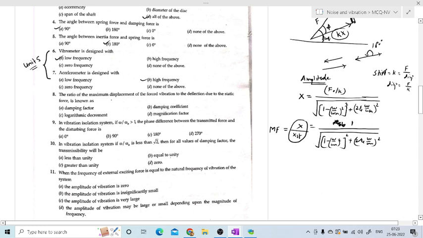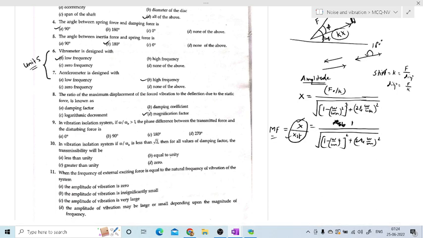Now read the statement. The ratio of maximum displacement of forced vibration to deflection due to static force. See, this is the maximum deflection of forced vibration. This is the deflection due to static force. So the x by x st ratio is nothing but the magnification factor. So the answer is D, that is magnification factor. Okay, so the answer is D.